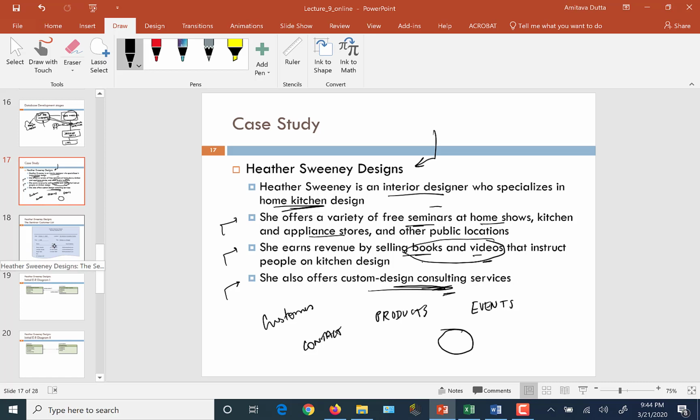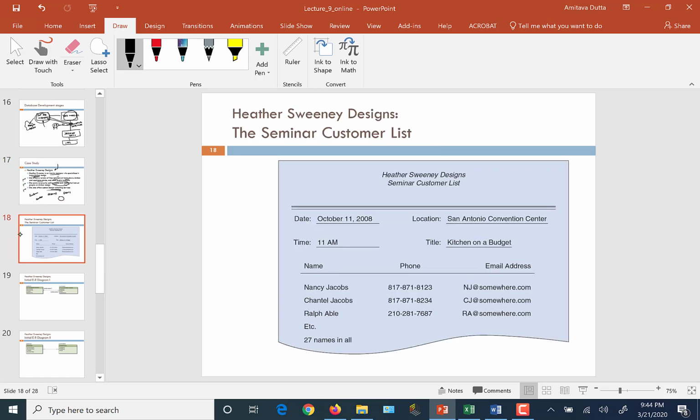Now, this description that you're seeing is just a textual description of the business, and this is a very simplified one, but this is what you would see in general as a starting point. Now, next, here's a sheet describing Heather Sweeney's customer list. So right now, let's say it's manual. So maybe this is at a seminar. She gave a seminar somewhere maybe, and this is the list of customers that attended that particular seminar.